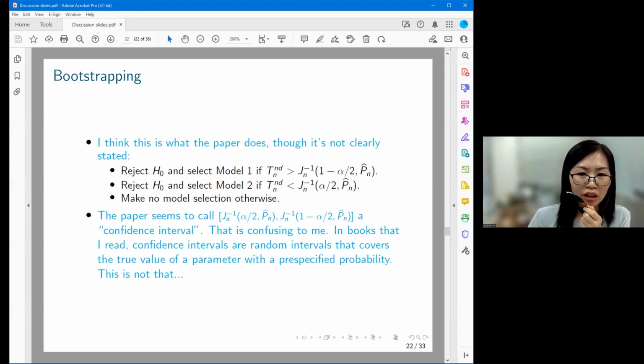So you reject the null hypothesis and select model 1 if the non-degenerate test statistic is bigger than the 1 minus alpha over 2 quantile, and you reject H naught and select model 2 if it is less than the alpha over 2 quantile. So if the test statistic is either too small or too large, you reject the null hypothesis. Otherwise, you don't, and therefore make no model selection at all.